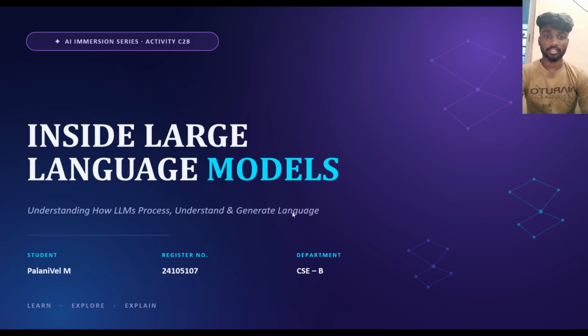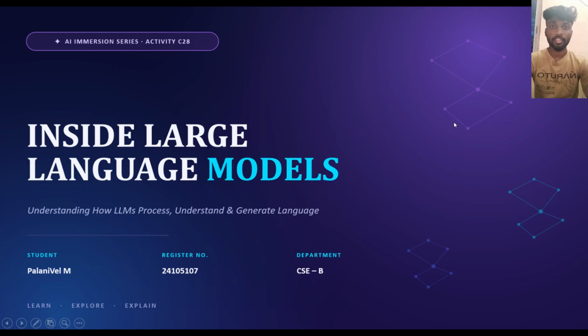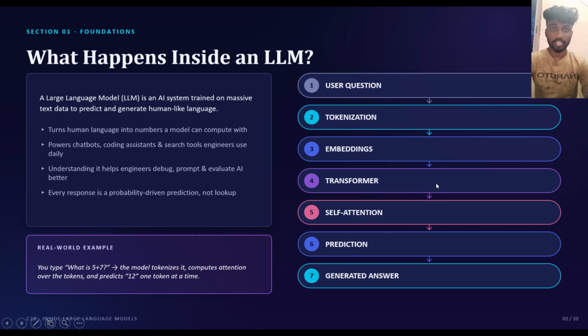In this presentation, I am going to explain how an LLM processes our questions, how transformers, tokens, embedding and attention work, and finally I will show a small hands-on comparison of DeepSeek, Kimi and Qwen. So let's understand what actually happens inside an LLM when we enter a prompt. What happens inside an LLM?